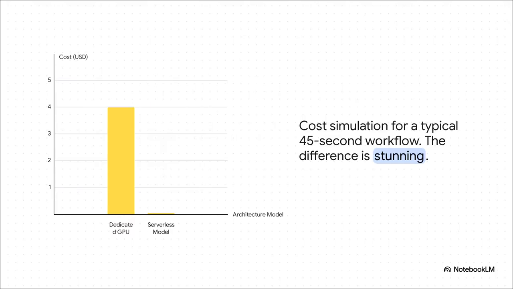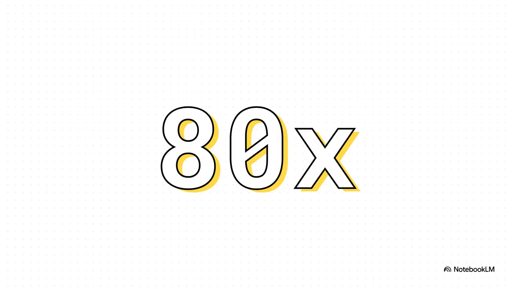And if you need to see this in dollars and cents, check out this simulation. For a pretty typical 45-second creative job, the old dedicated model is going to cost you $4. Why? Because you had to rent it for the whole hour. The new serverless model, 5 cents. No, that is not a typo. $4 versus 5 cents. Let me put that another way. For these short, bursty, creative jobs that most people are doing with AI, this new architecture isn't just a bit cheaper. It is 80 times cheaper. That is just a transformative, mind-boggling difference.